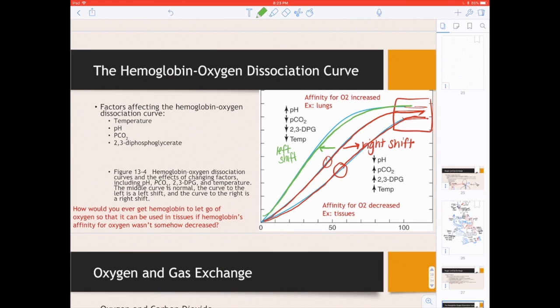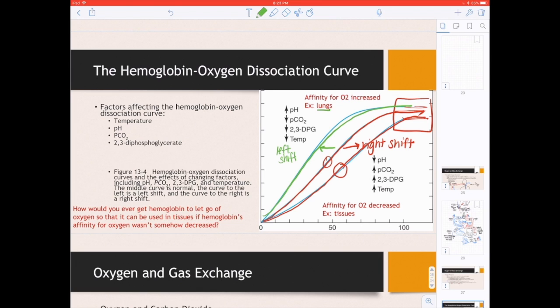What kinds of conditions might this be in? We've got an increased pH, we've got a lower amount of CO2 pressure, we've got a decreased amount of 2,3-DPG, and we've got a lower temperature. So that's going to result in hemoglobin holding on to oxygen more tightly than it normally would. And the perfect place for this to occur is in the lungs.